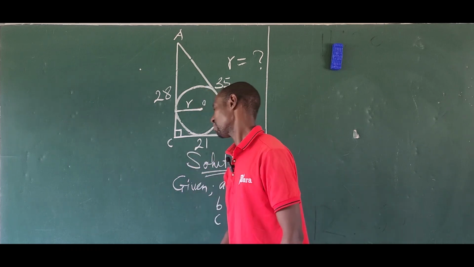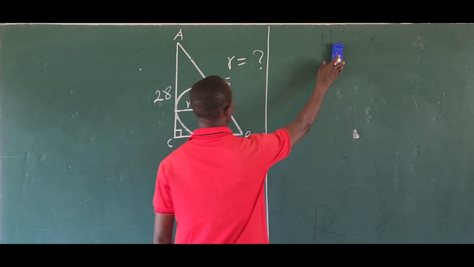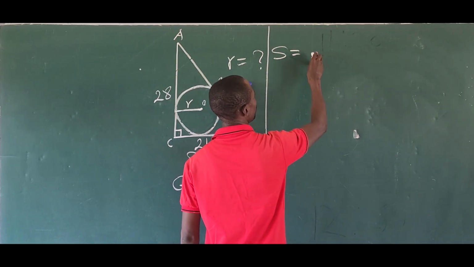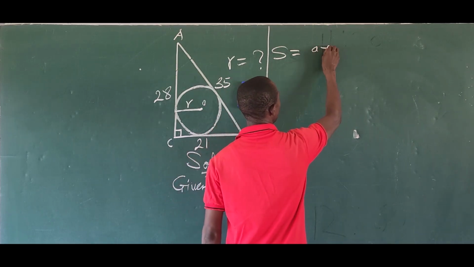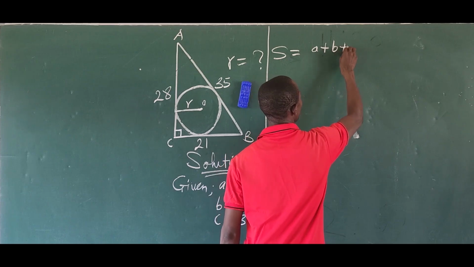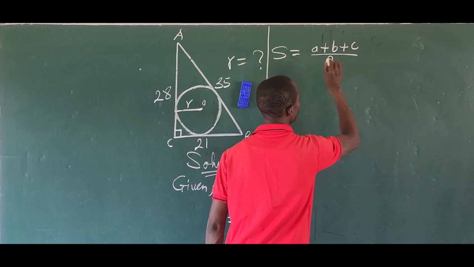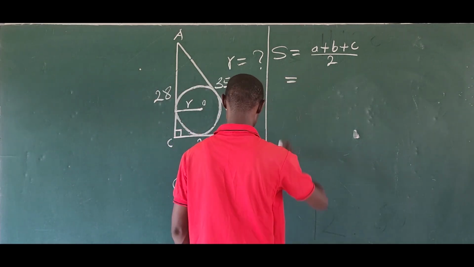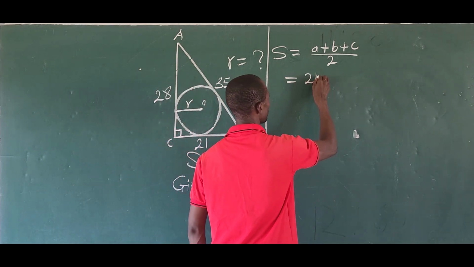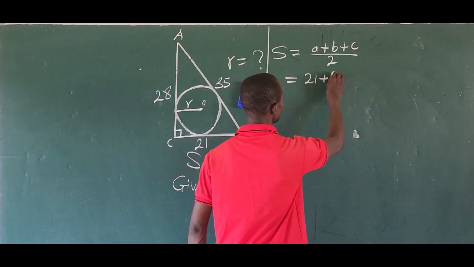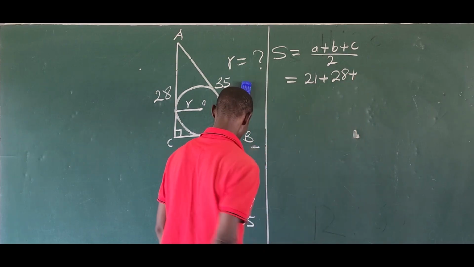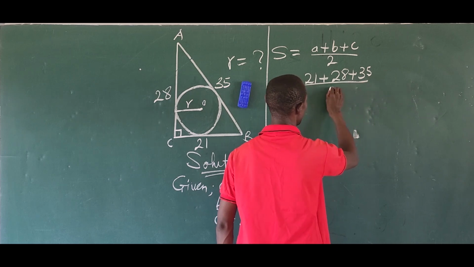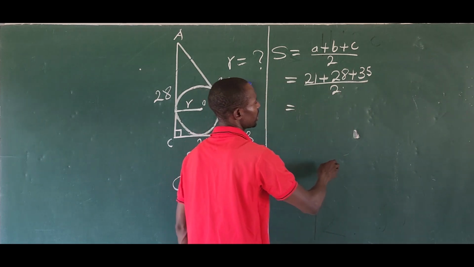So how do we now find that? First of all, let's find our x, which is the semi-perimeter. We have x is equal to a plus b plus c all over 2. This is the formula for our semi-perimeter, right? So let's go ahead and substitute. Our a is 21, plus our b is 28, and our c is 35, then everything all over 2.